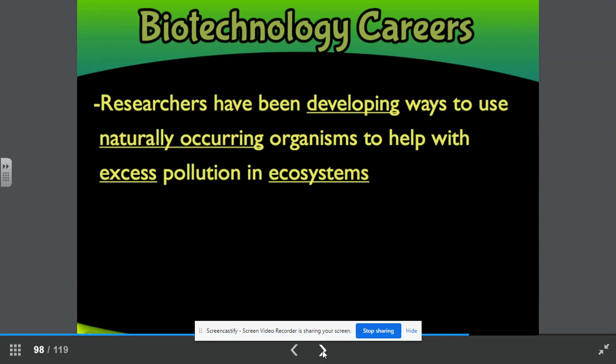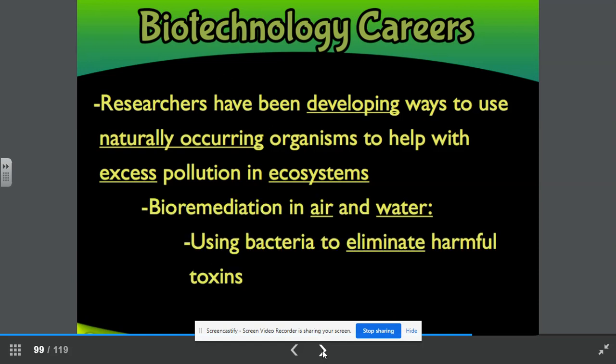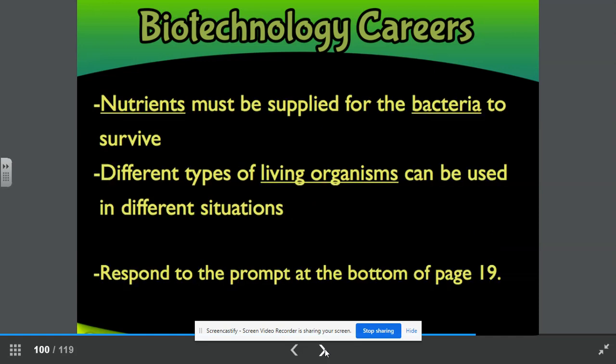Researchers have been developing ways to use naturally occurring organisms to help with excess pollution in ecosystems. Bioremediation in air and water, using bacteria to eliminate harmful toxins. Nutrients must be supplied for the bacteria to survive. Different types of living organisms can be used in different situations. Look at the prompt at the bottom of page 19. Go ahead and respond with what you think based on what you know.